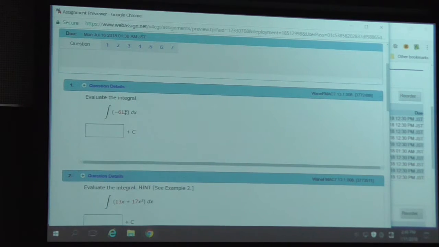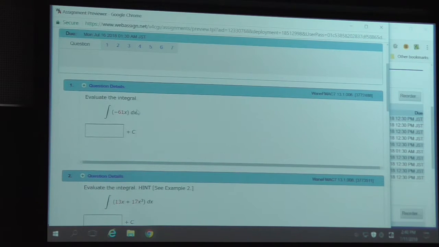So the rule was that we raise this to the next power. This is already at power 1, so we raise it to the 2 power and divide by that 2. Right? So in this case, we just have to do that and then multiply by negative 61.